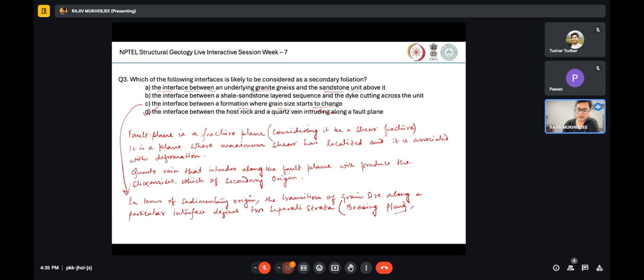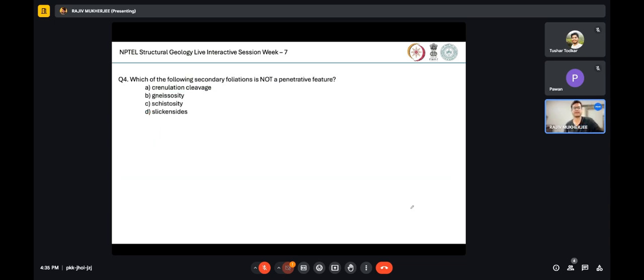Okay, so let us move on to the next question. Which of the following secondary foliations is not a penetrative feature? Option A, crenulation cleavage. Option B, slickensides. Exactly. Option D is correct.